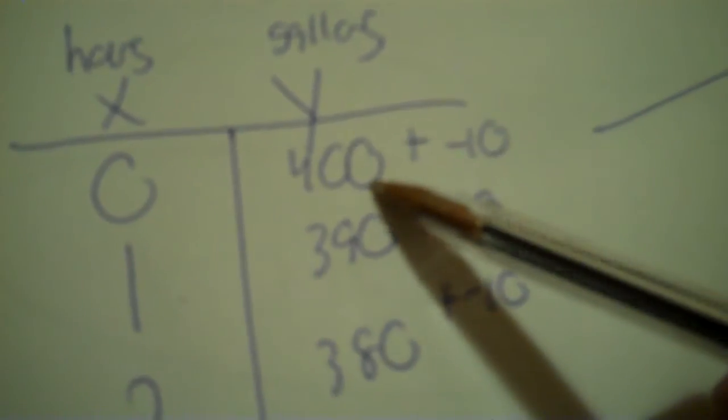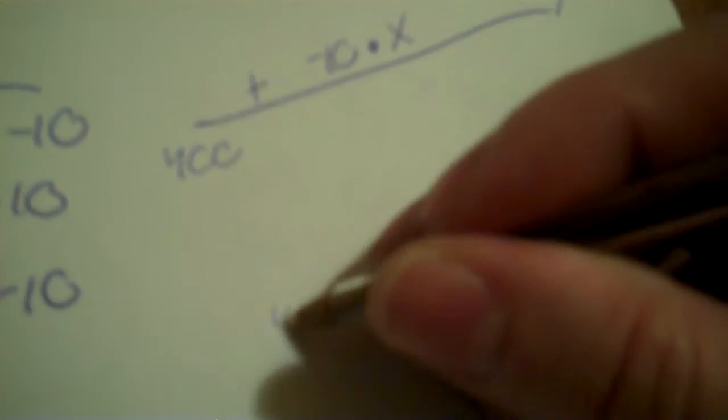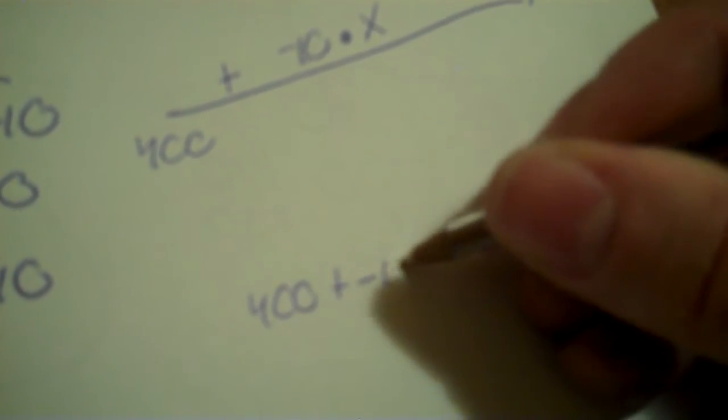Okay, now you're going to write a function. You want to make a line. You want to put equals Y at the top. Now your Y started at 400. And then what's the number you added every time? You added negative 10, but you add it over and over, okay? It's times X, okay? So write that function. 400 plus negative 10 times X equals the letter Y, okay? There's your function.